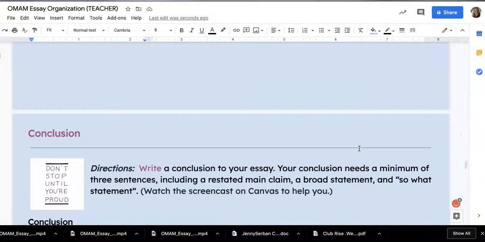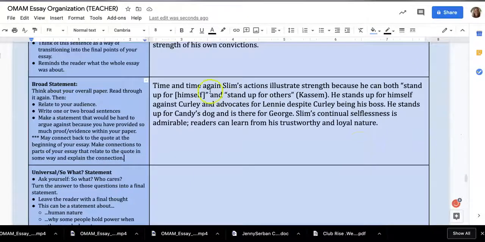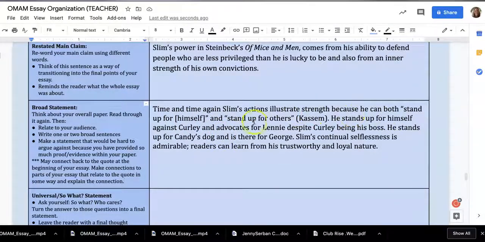So I'm going to take you all the way back down, and this is what I said. Time and time again, Slim's actions illustrate strength because he can both stand up for himself and stand up for others. I changed this. This was originally themselves, but I changed it to himself because it made more sense with what I was saying. Then I continually used those words of standing up for himself and standing up for others within my commentary here. So I said, he stands up for himself against Curly and advocates for Lenny despite Curly being his boss. He stands up for Candy's dog and is there for George.